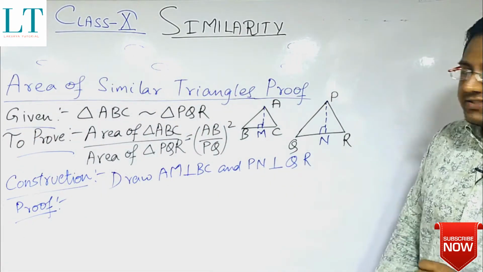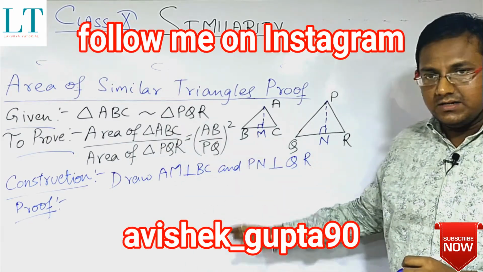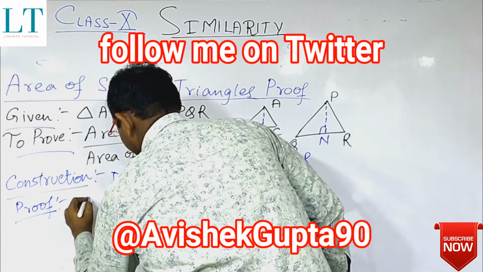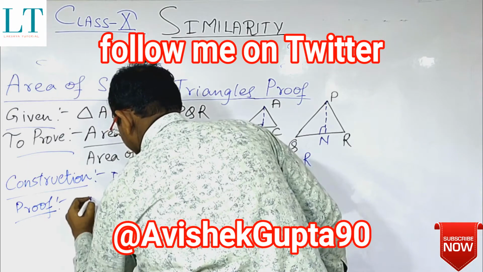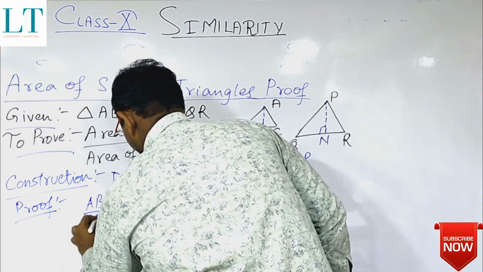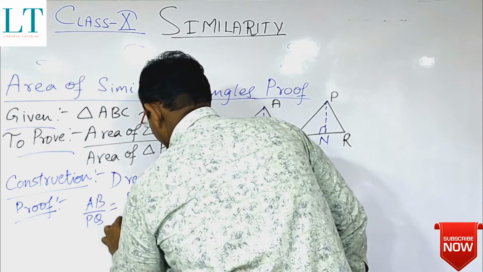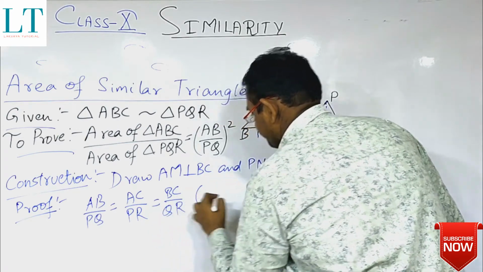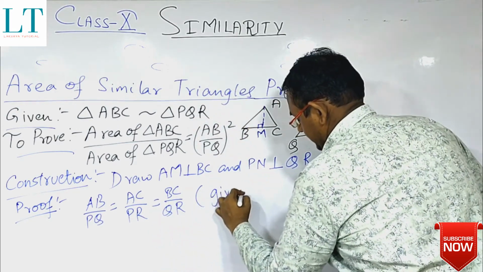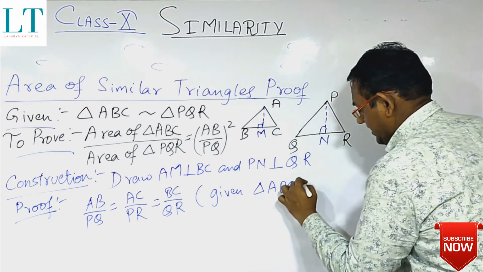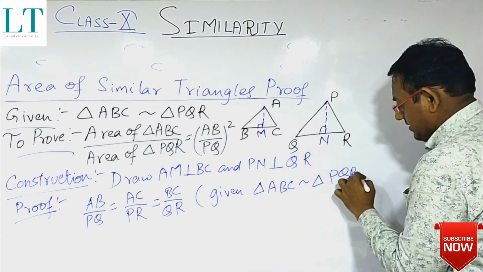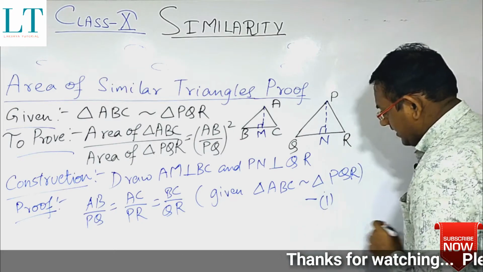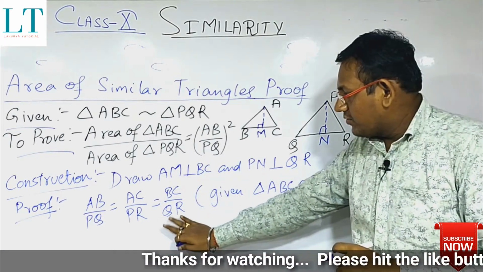Now in the proof, since it is already given that these two triangles are similar, we can say that the sides are in the ratio. So we can say that AB by PQ is equal to AC by PR is equal to BC by QR. Given triangle ABC is similar to triangle PQR. So this part was given, and we will name this as point number 1. Clear? Because we are basically going to use this.